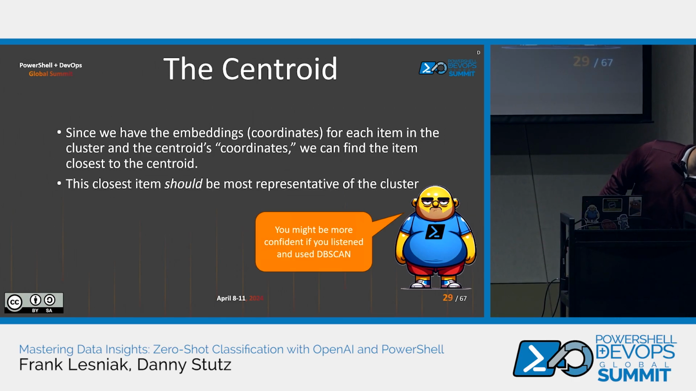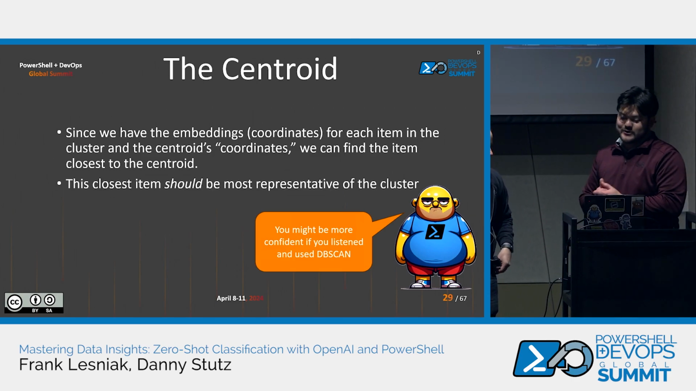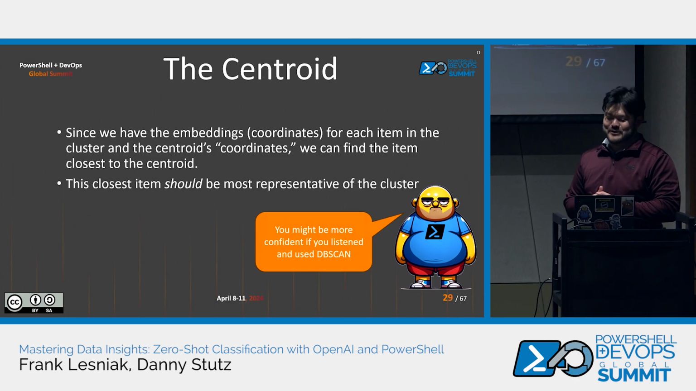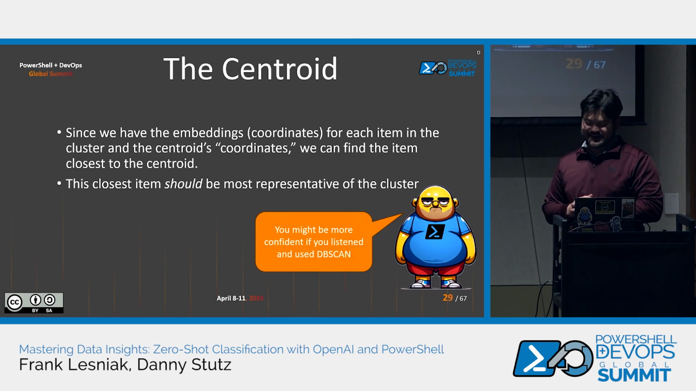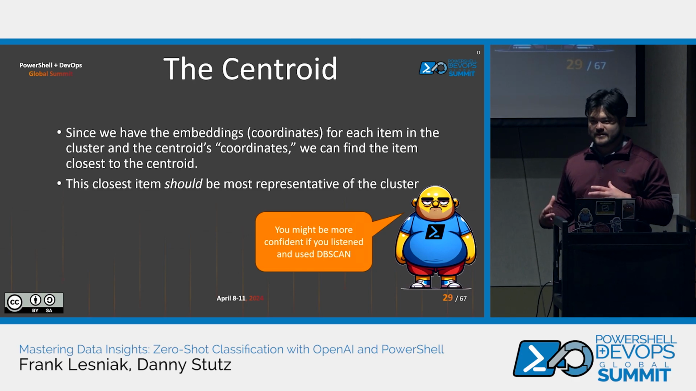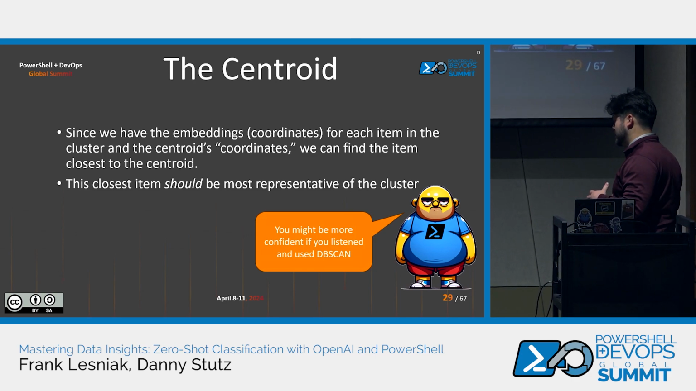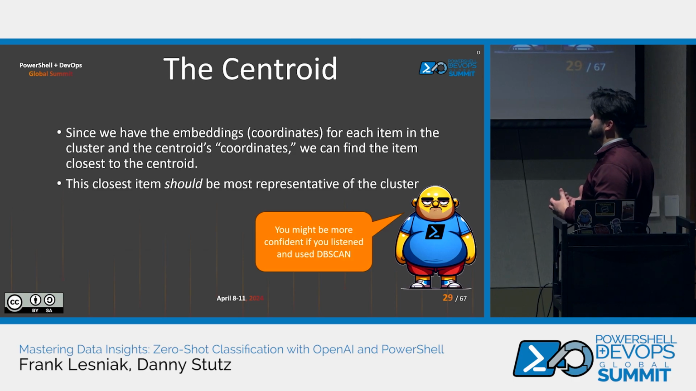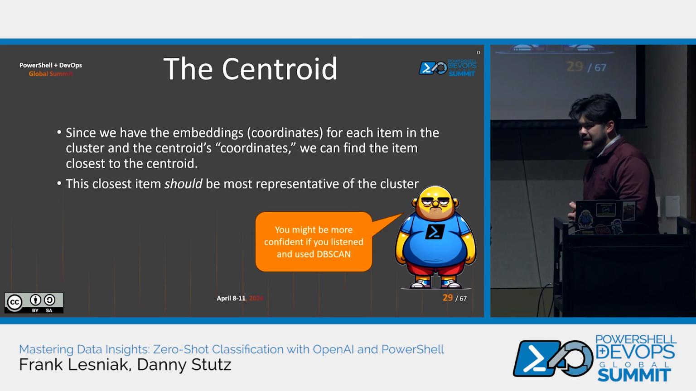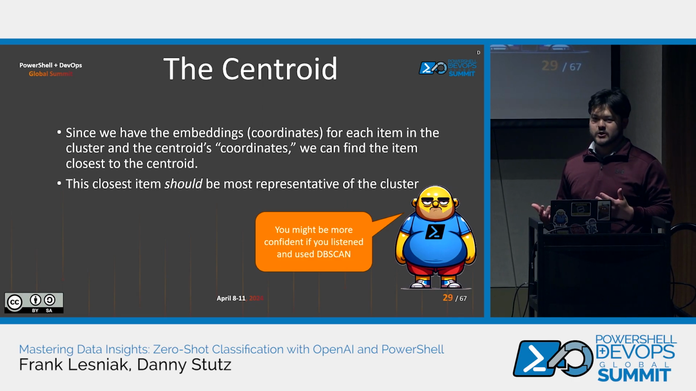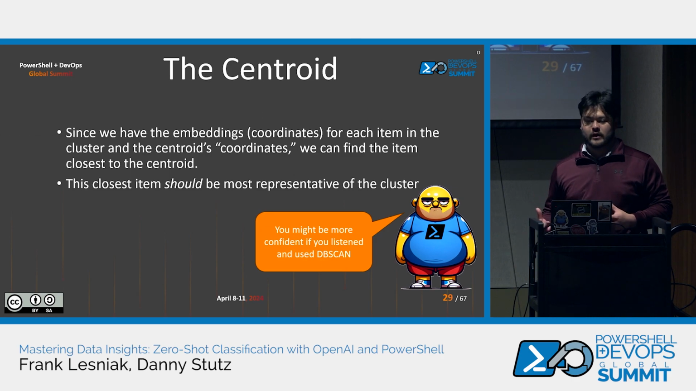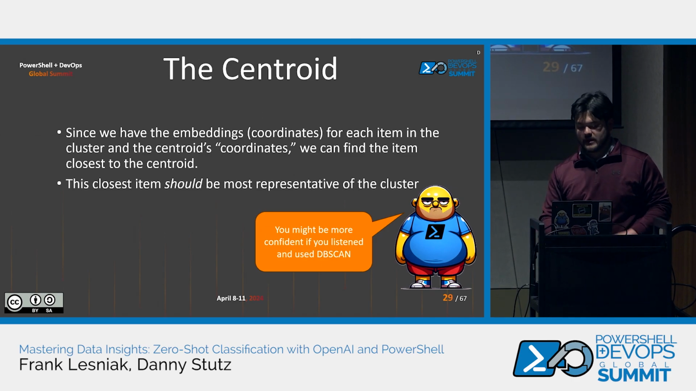As Poorly PowerShell guy says, you might be more confident if you listen to DB-scan. What he's saying here is that DB-scan will automatically calculate the ideal number of clusters as you run it. That's one of the advantages of using another algorithm to cluster the data: some have different features, or the implementation of the algorithm actually works differently.